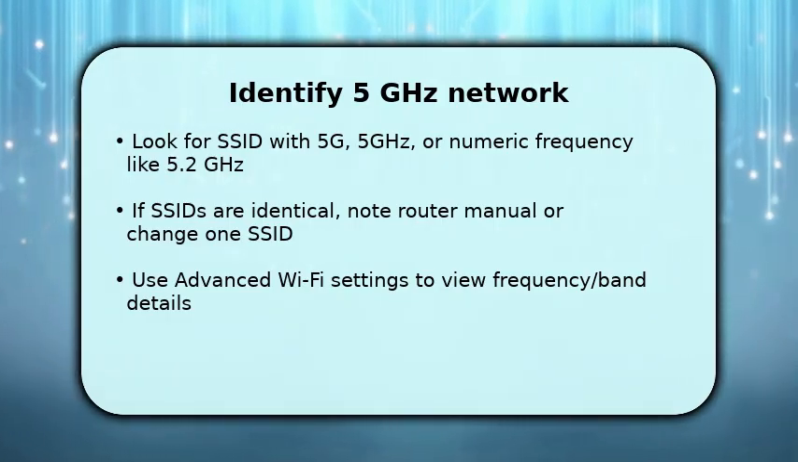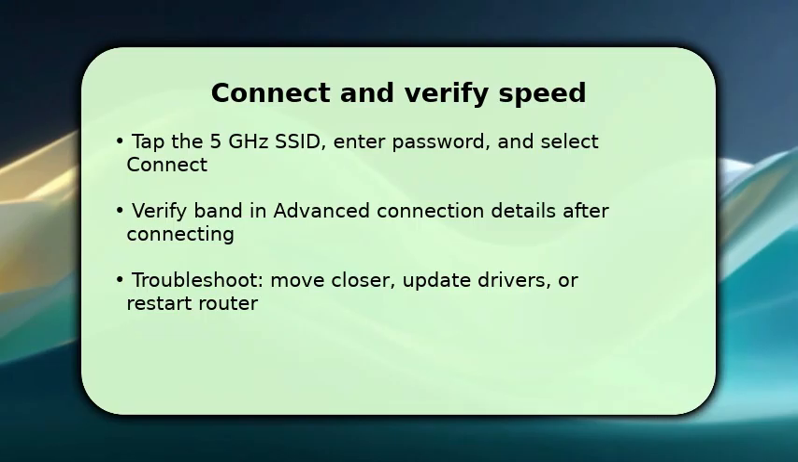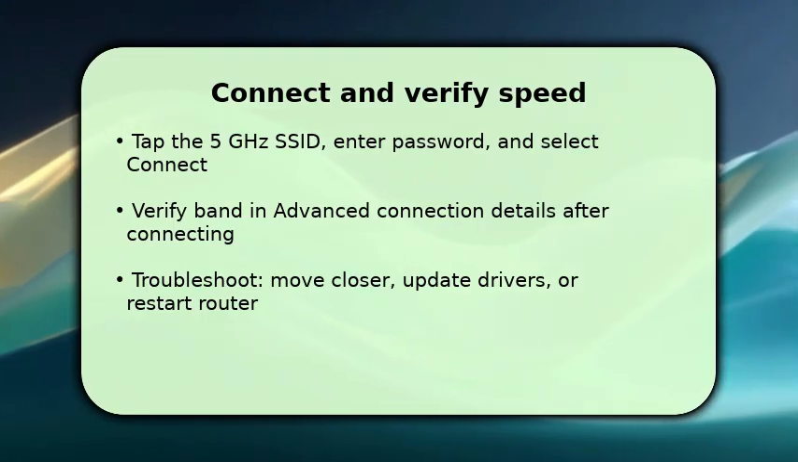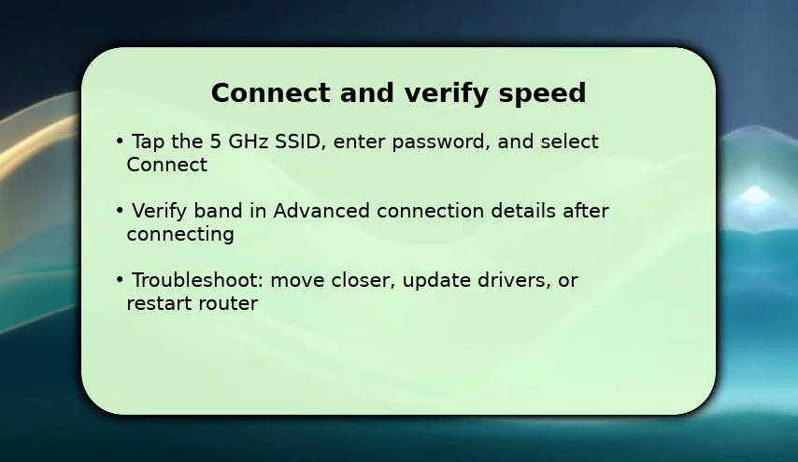So once you locate the 5 GHz SSID, tap it, enter the password, and connect. After connecting, open the network's advanced or details view to confirm the frequency shows in the 5 GHz range.